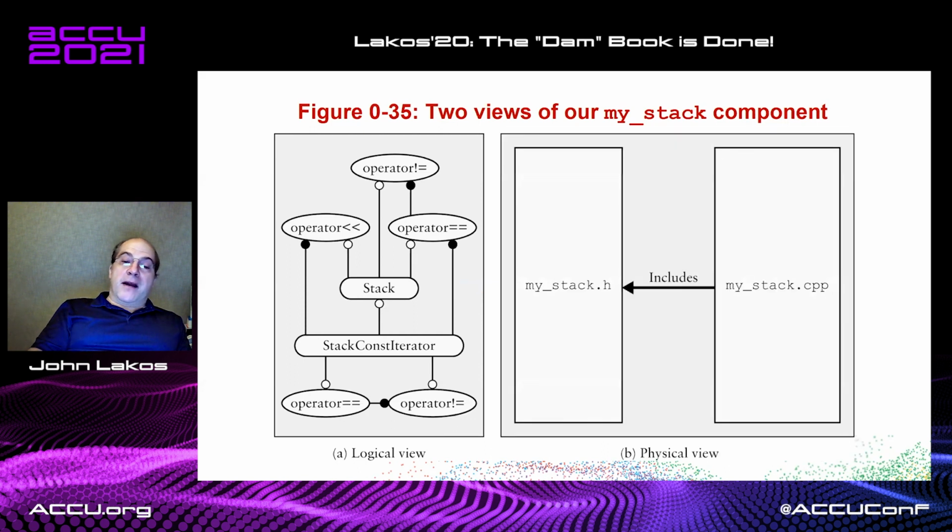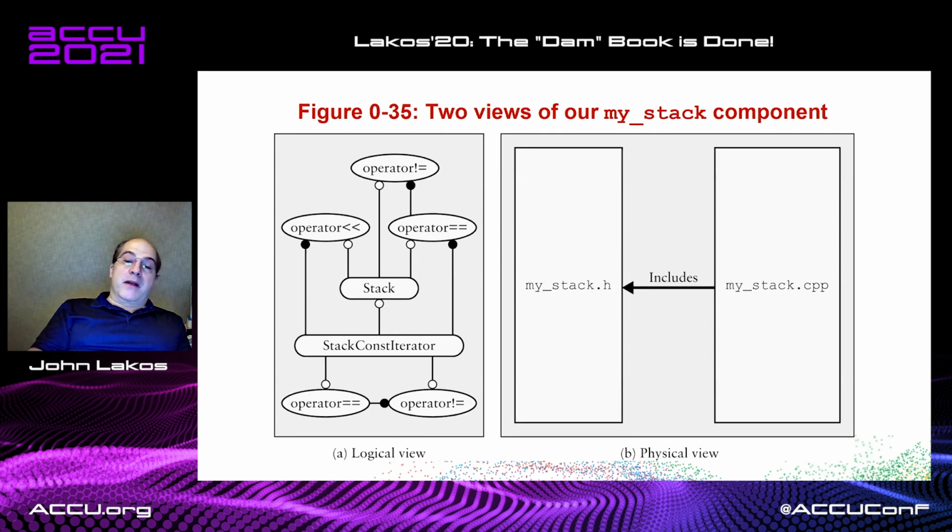Now we can go even higher, and we can say that a stack component has both a physical interface, which is the top of the stack.h, and the physical implementation, which is the bottom of the stack.h and the stack.cpp file. So the component has two physical pieces, the .h and the .cpp. And in fact, every component has two physical pieces, the .h and the .cpp.